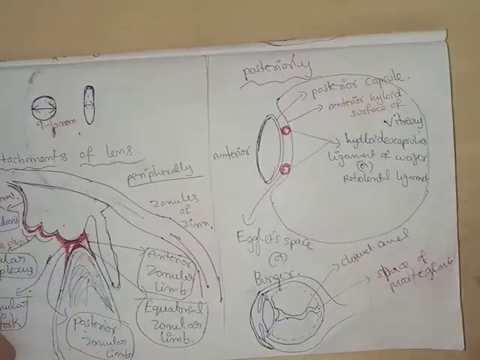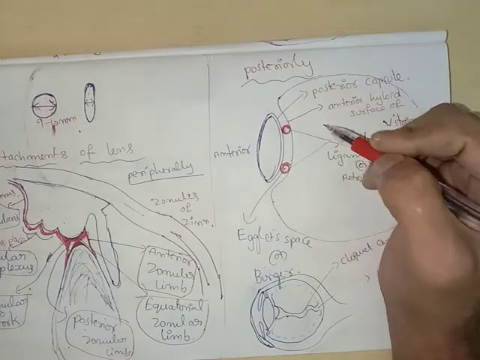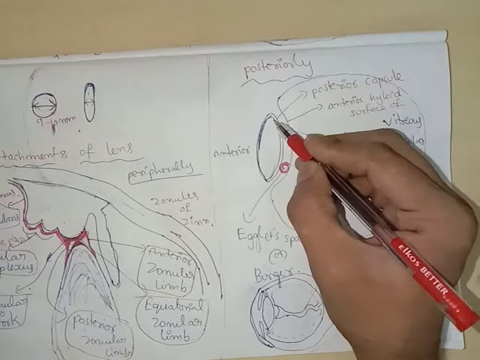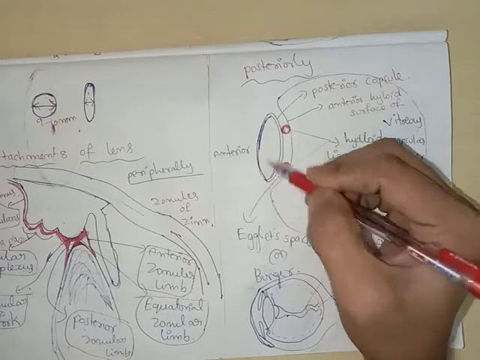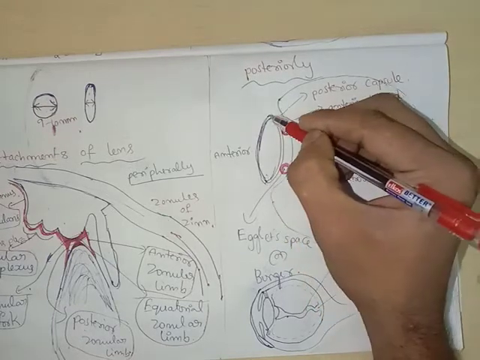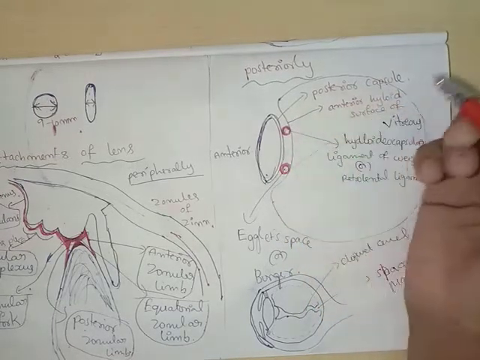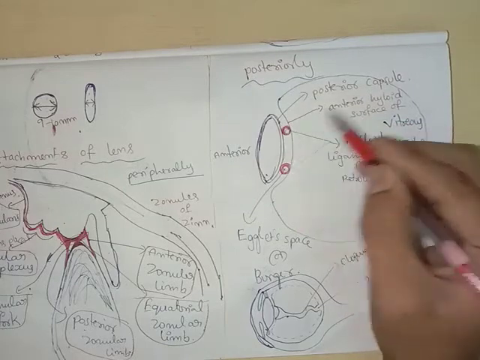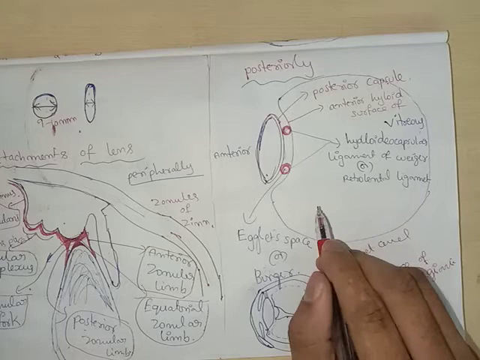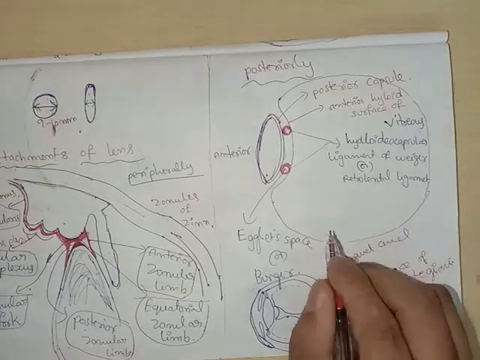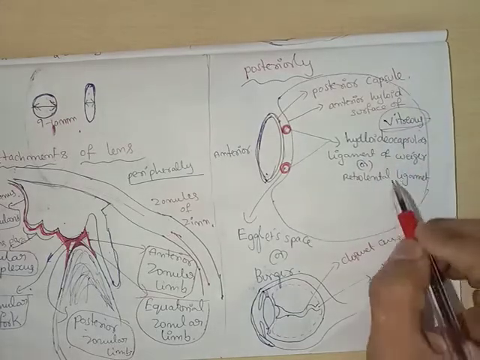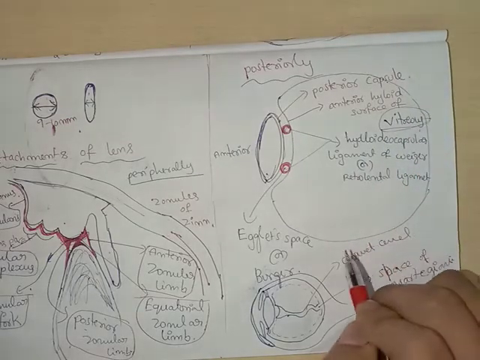Now you can see the posterior attachments of the lens. I said that anteriorly there is an anterior capsule. This is the anterior capsule. Posteriorly there is a posterior capsule. This is the posterior capsule of the lens. And what is the part behind the lens? That is the vitreous. Yes or no? Vitreous is the posterior part of the lens.